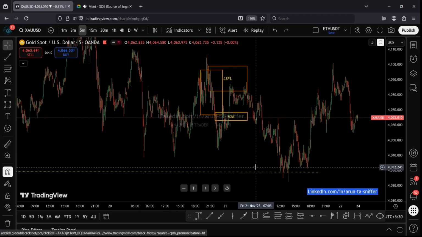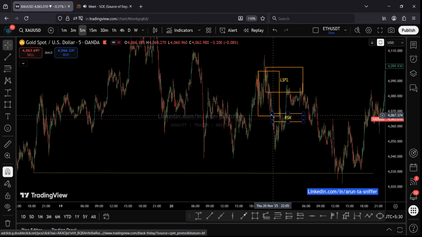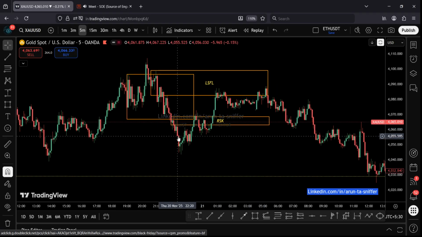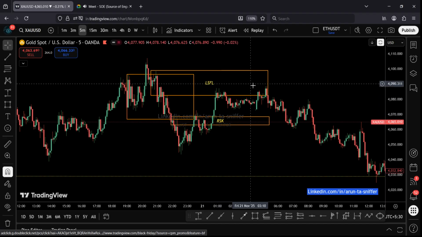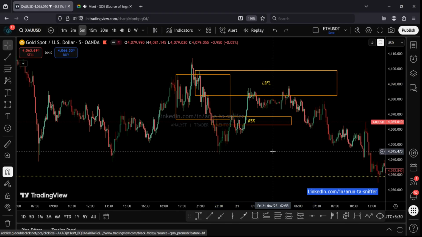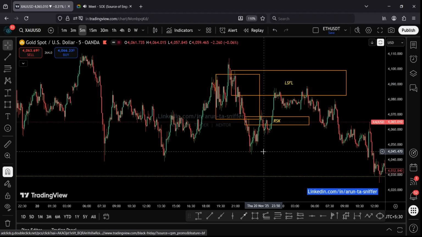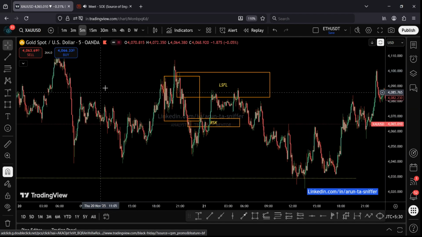Okay, so what happened here? RSK could not send price to the target, so what happened? Price goes up back to LSFL, LS, and when price hit this and then came down, this became our LSFL. So this is an example of LSFL. This is not RSFL. So let's go and find some other example to see.